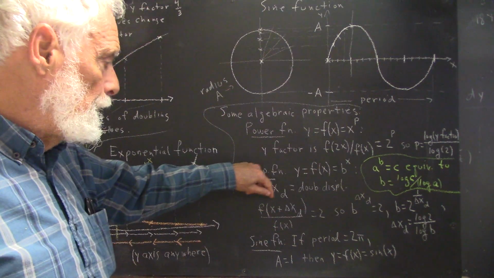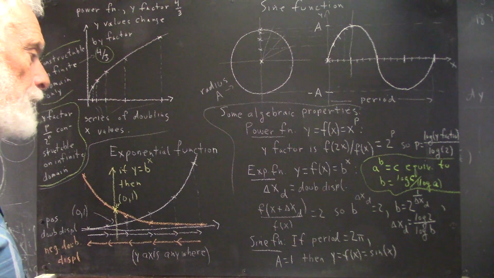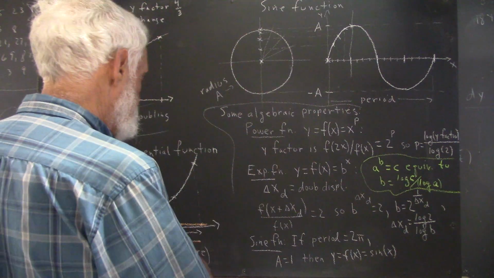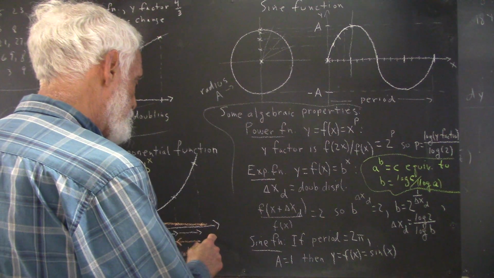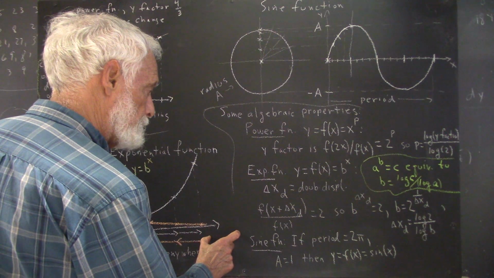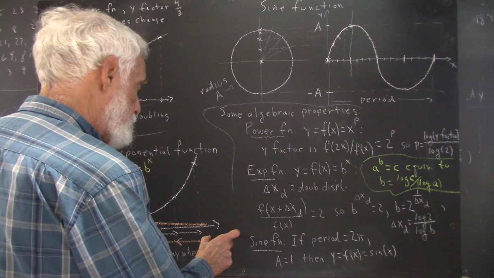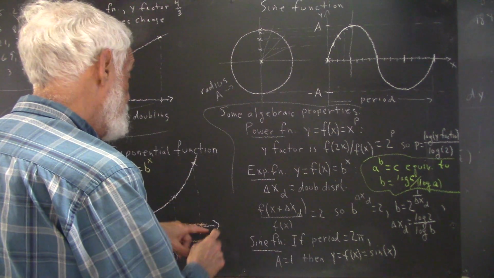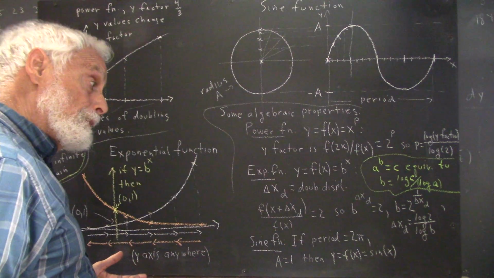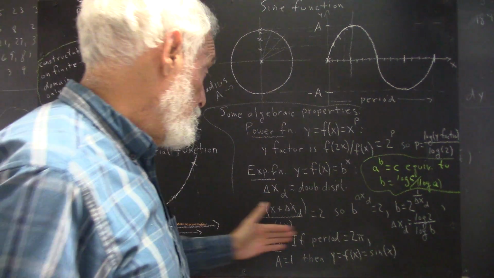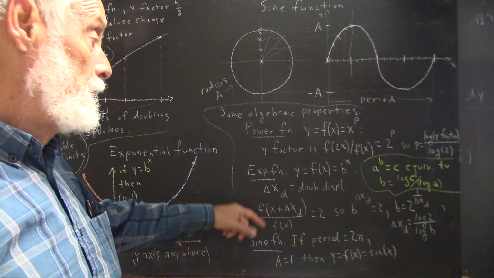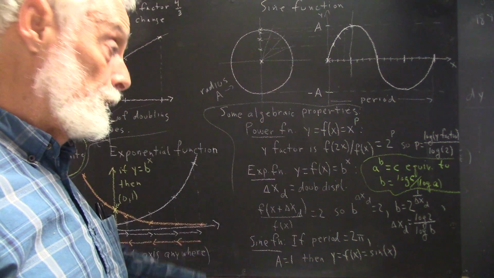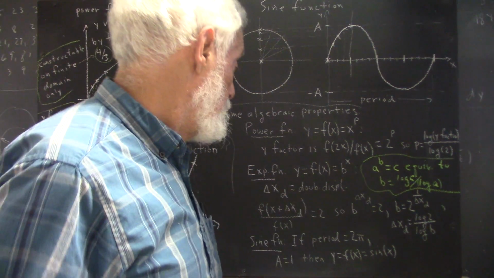Why? Because if x is here, then x plus x sub d has to be a doubling displacement from that, so that the value at x plus x sub d has to be double the value at x. So when we do this ratio, you've got to get 2. If you divide something that's doubled by the original value, you're going to get 2.